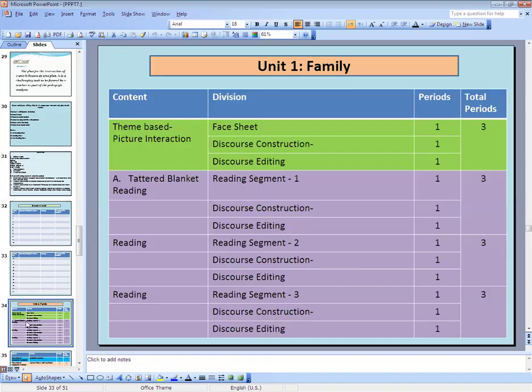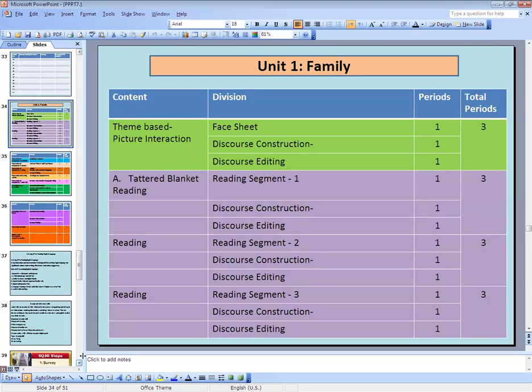Next. Yes, this is a sample of it, where we start with the pre-reading segment. That is the theme-based interaction, called the pre-reading phase. Then the reading phase, then the post-reading phase, we go with the activities. So in this way, the unit plan is being prepared for you all.